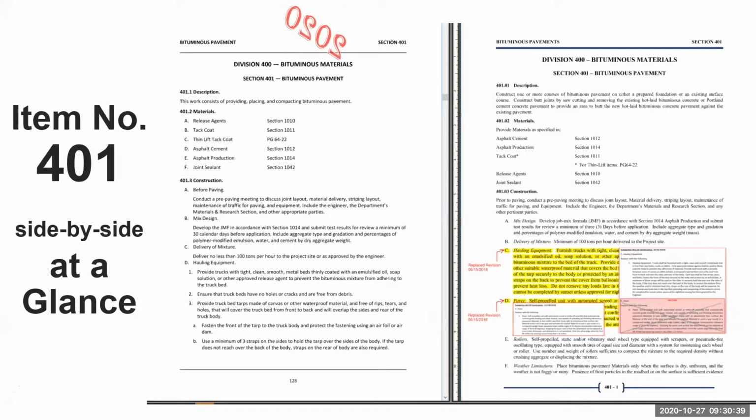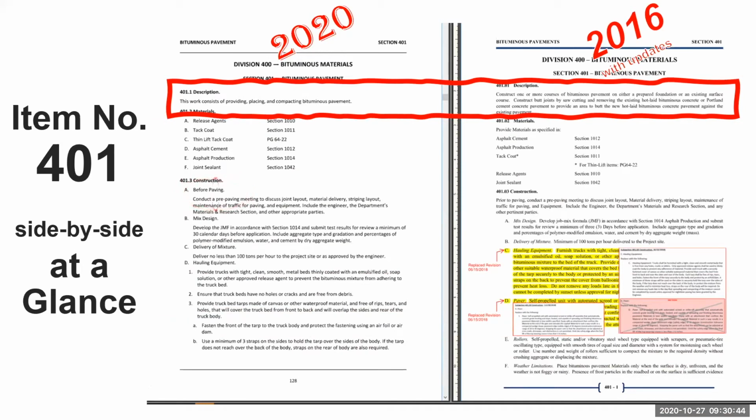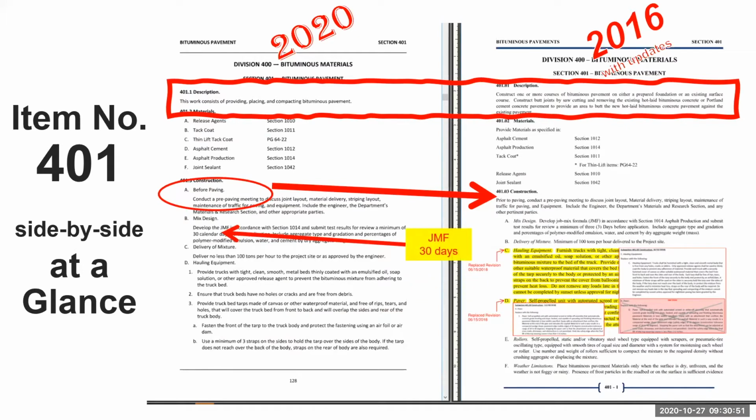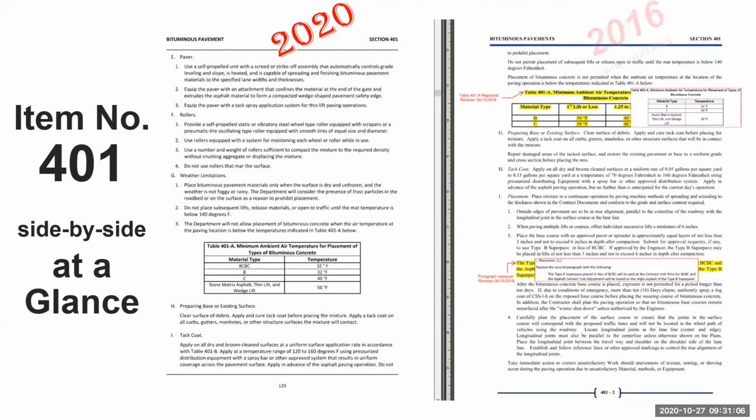So just to do a comparison of the 401, 2020 on the left versus 2016, the description is less. We added the before paving operations, 30 days in there, listed things out for formatting to make it a little clearer, a little easier to read. What are the expectations of the hauling equipment, what's the expectation of the bed, going to next pages, referencing the detail for the safety edge.